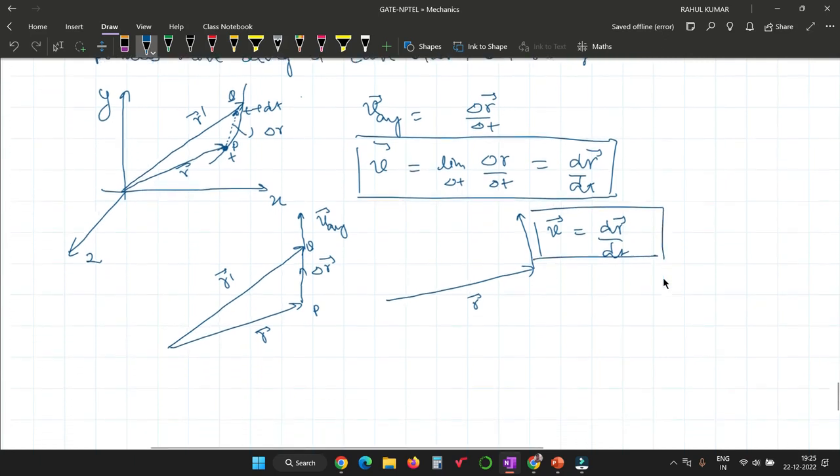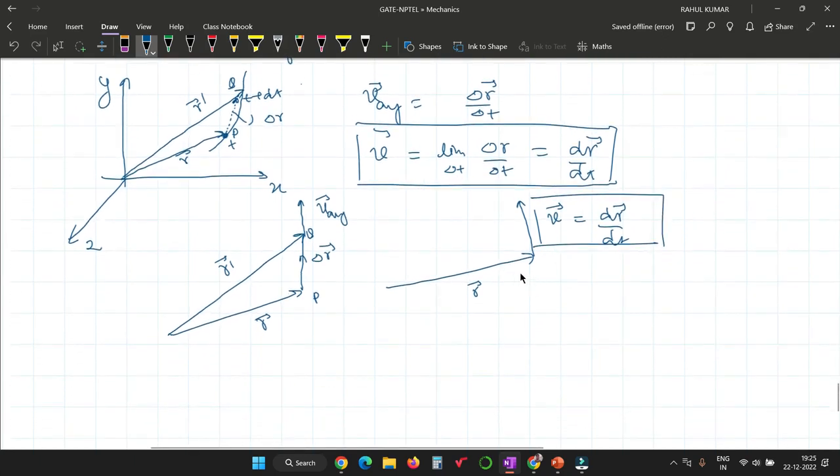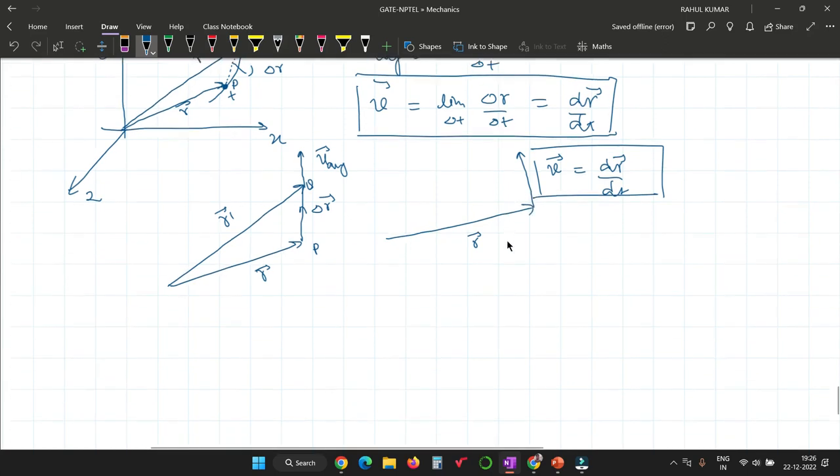So here you can see that if you want to see the direction of the derivative of any vector, the direction of the derivative is perpendicular to the direction of that vector. Okay, so here is the important point.